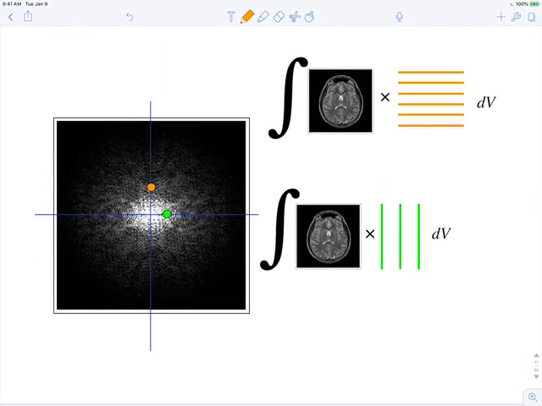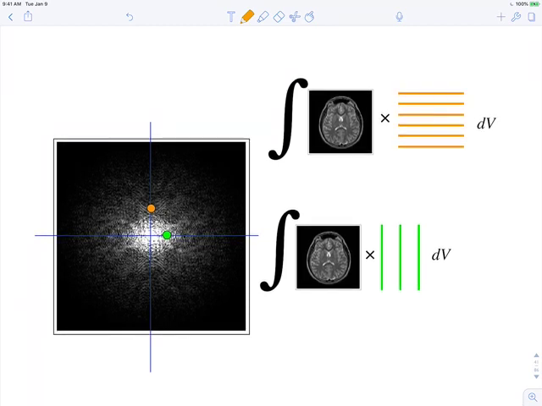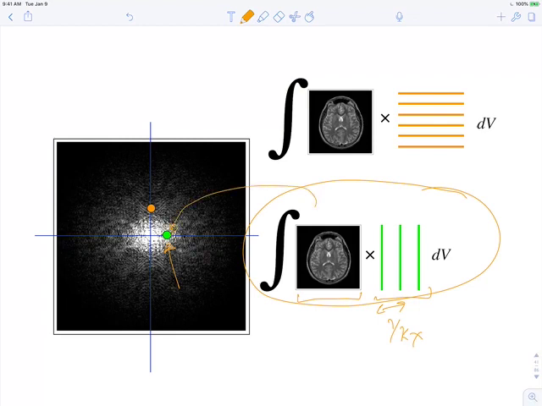Okay, so let's talk a little bit about what we do in the 2D transform. Let's say I want to compute the value of the Fourier transform at this spot. What I do is I take my object, I multiply it by some spatial pattern like that, with the right frequency, so this has 1 over kx, and then I integrate the whole thing. The value of this integral is the value of the brightness at that spot in k-space.